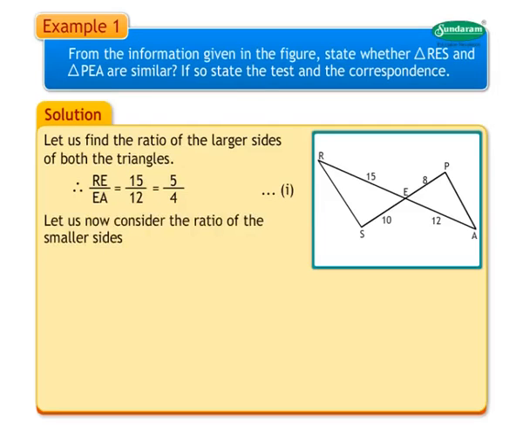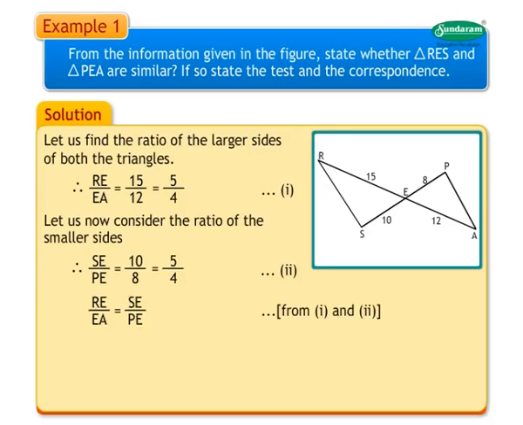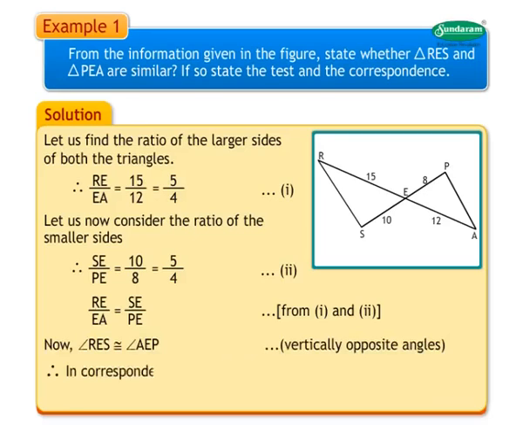Let us now consider the ratio of the smaller sides. SE upon PE is equal to 10 upon 8, which is equal to 5 upon 4. Let us mark this statement as 2. Therefore, from statements 1 and 2, we get RE upon EA is equal to SE upon PE. Now, angle RES is congruent to angle AEP as they are vertically opposite angles. Therefore, in correspondence, RES corresponds to AEP. Thus, triangle RES is similar to triangle AEP by SAS test of similarity.